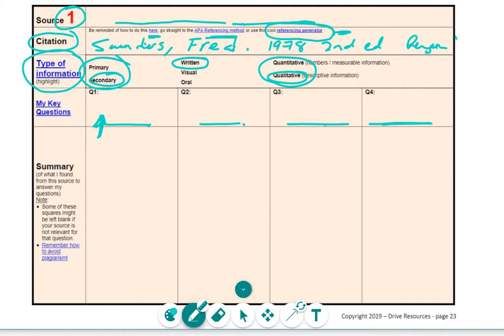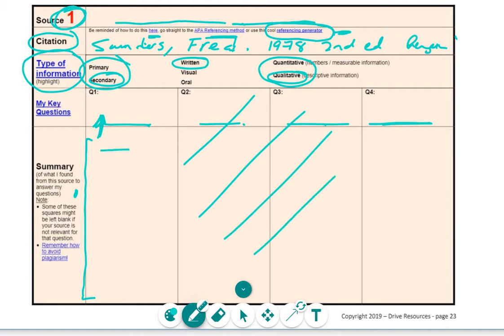So this is where you write your summary, and you could put quotations in there as well, that kind of thing, of what I found from this source to answer my questions. Now, perhaps this source here, source number 1, doesn't even answer questions 2 and 3. That's fine, but you might have lots of notes for question 1 and a few for question 4. All right, so it's okay if some squares are left blank. And again, as you're taking your notes, remember how to avoid plagiarism.